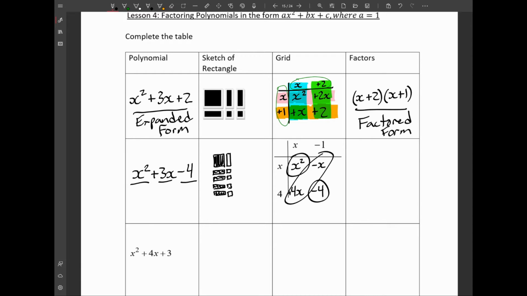And then finally, that gives us our factored form. Well, our factored form is pretty easy. It's these. So that's going to be x minus 1 times x plus 4. Remember, if it doesn't have a sign there, it's automatically positive. We're adding the things together.